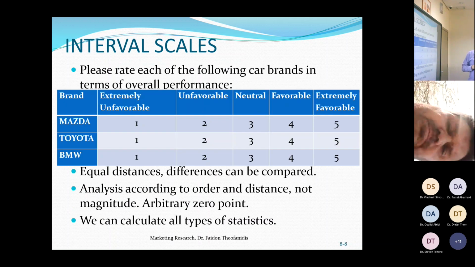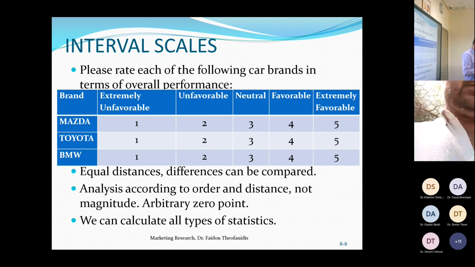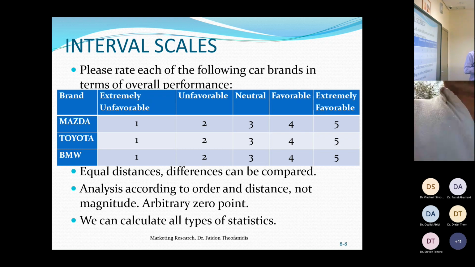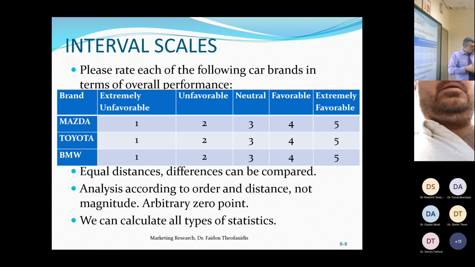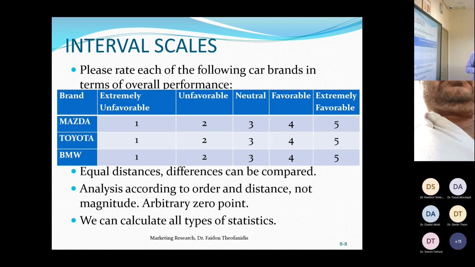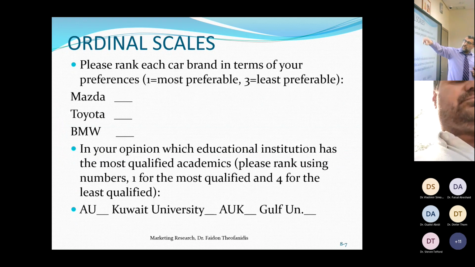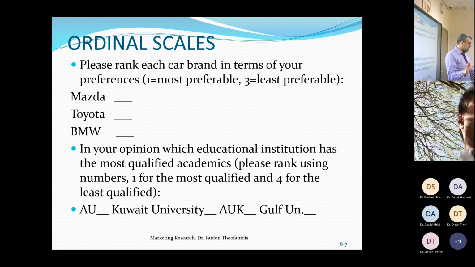Okay? The next scale of measurement is called interval. Now, the vast majority of the type of questions used in research are using this scale of measurement. It's very common. It's the most commonly used scale. Why? Because it has some advantages compared to the previous two, which we will explain today. If you pay attention to the verb used here, the verb here is rate. Previously, the verb was rank.